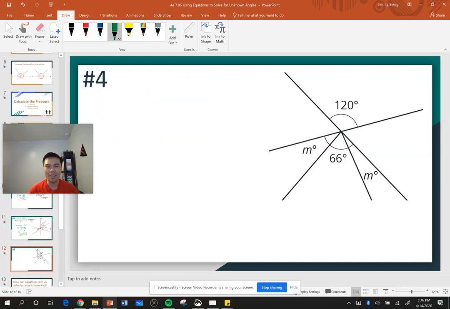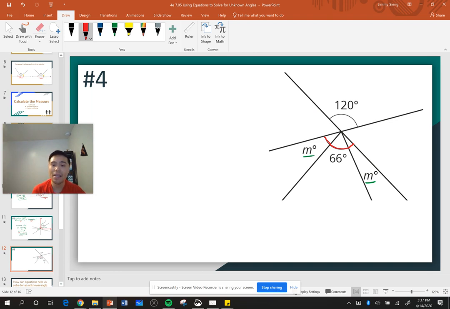Last one. You feeling good? I'm feeling good. This is a hard one because now it's not just supplementary or whatever, right? We got all this stuff going on. If I look here, I'm trying to find M, right? That's what I'm trying to find. M is connected to 66, it looks like, right? Well, if I look at that, that's not quite 180 degrees and it's not 90 degrees. Remember, 90 degrees makes a right angle, right? It makes a square kind of look shape, right?